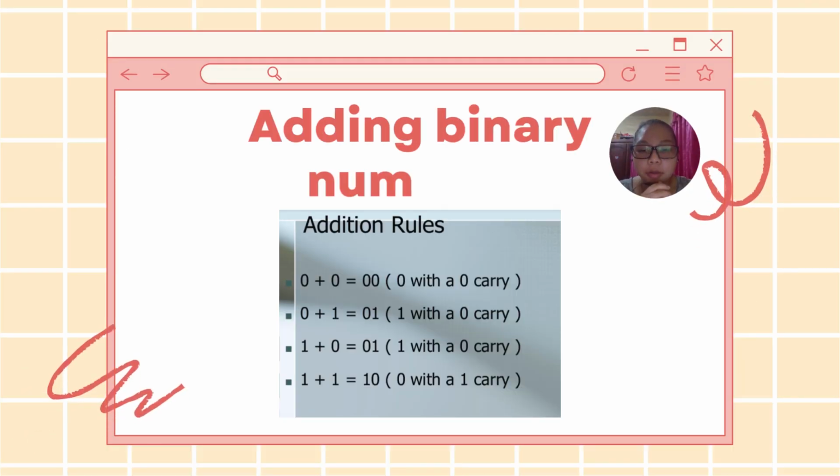To add binary numbers, we should remember 4 simple rules. Number 1, 0 plus 0 equals 0 with no carry. 0 plus 1 equals 1 with no carry. 1 plus 0 equals 1 with no carry. And lastly, 1 plus 1 equals 0 with a 1 carry.